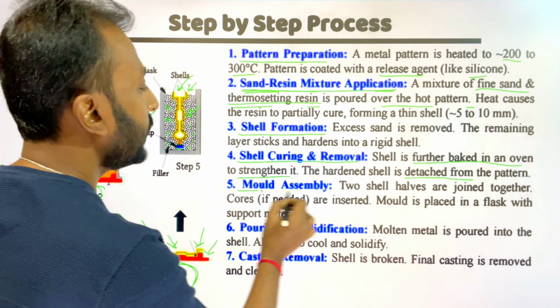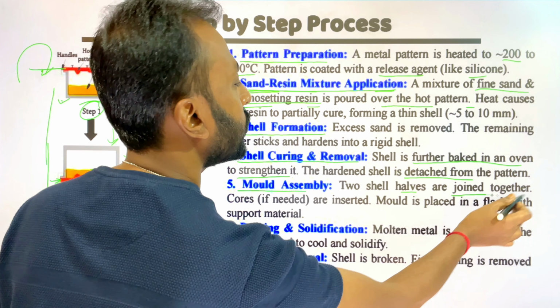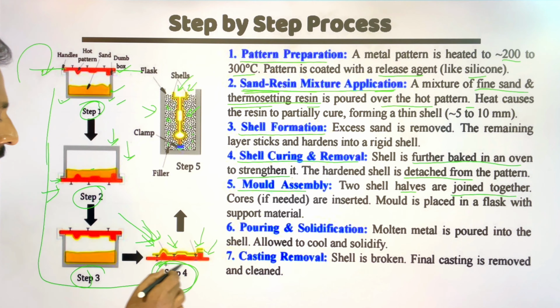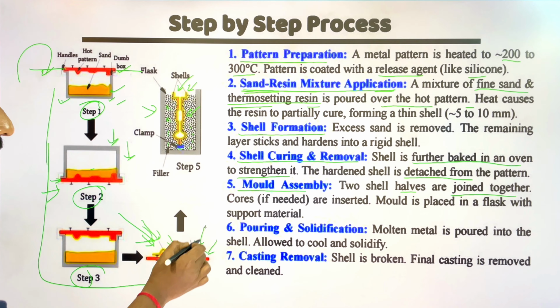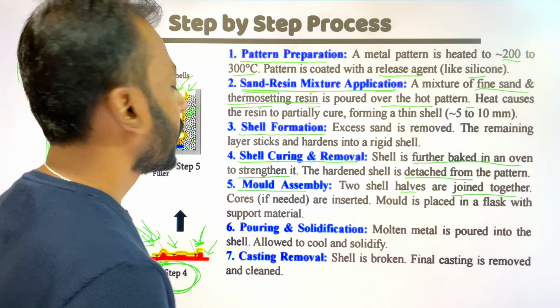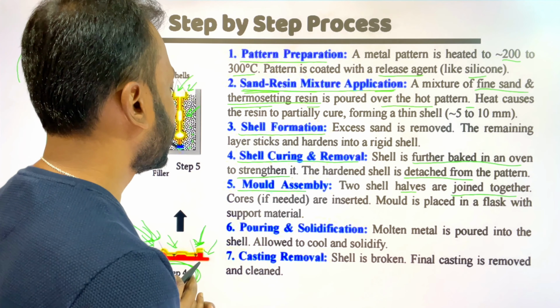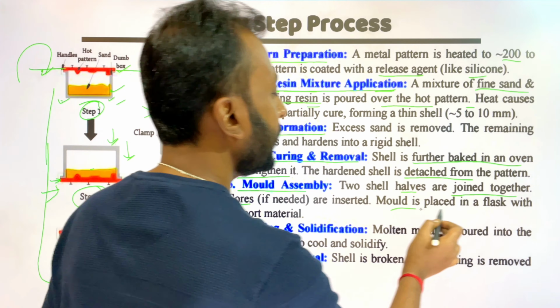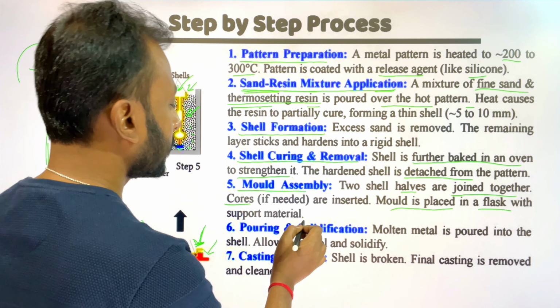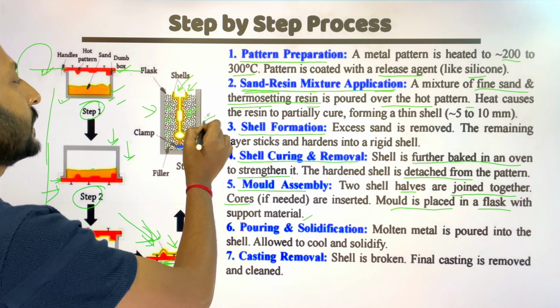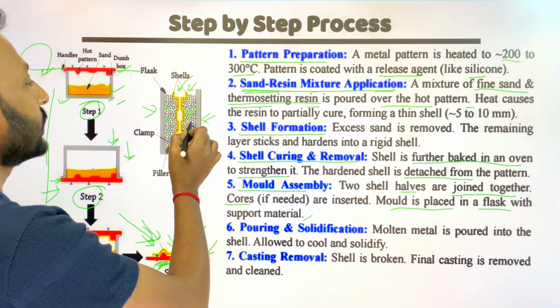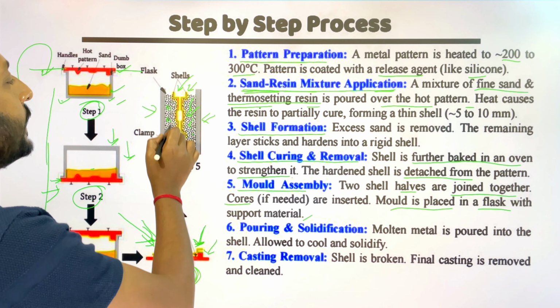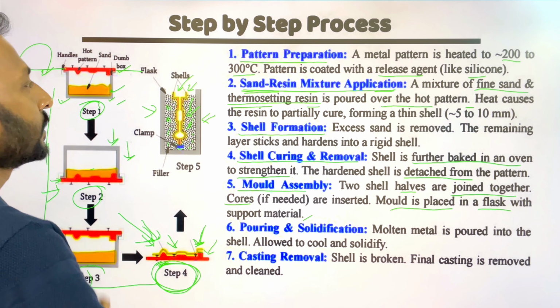So next is mold assembly. Two shell halves are joined together. So when we get after step 4 the two sides of the mold side by side, we assemble it. Core is used if needed. So the mold is placed in a flask with support material. This is the step 5, and we use support material like silica to support this shell.